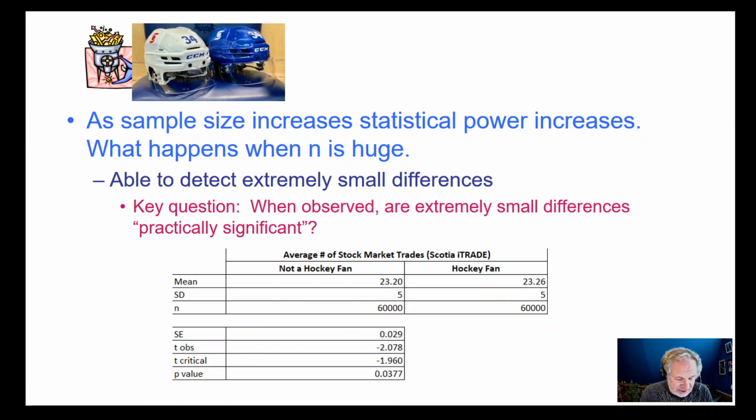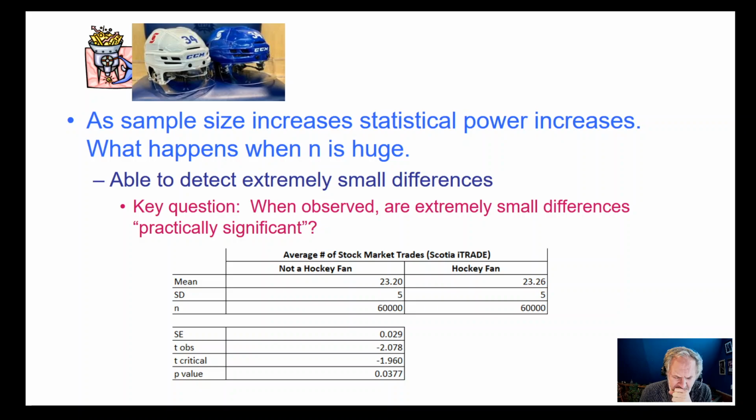So I'm getting a significant effect because of my supersized n, because our standard error is the square root of the variance for group 1 divided by the n for group 1 plus the variance for group 2 divided by the n for group 2. Right? I'm detecting a difference of 0.06 trades. It's statistically significant, but is it of any practical importance? Well, let's see.